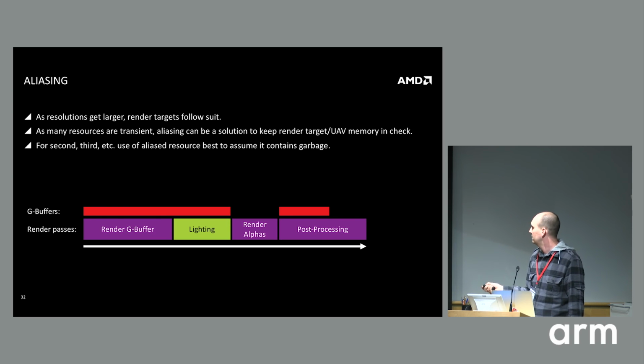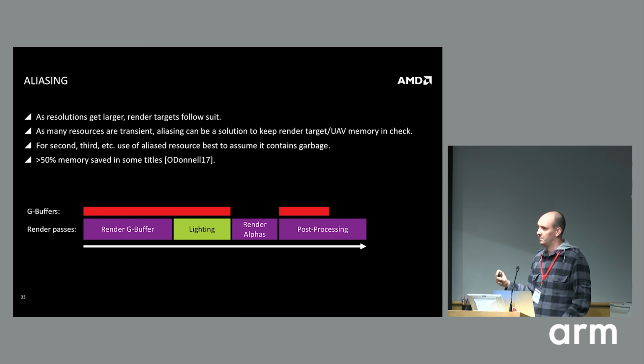One word of caution: if you are going to do this on the second or third use, please make sure that you stringently assume that your resources contain garbage. The reason being that at this point, who knows what is in that memory? It could be a gbuffer, but it could be in some compressed state. You want to basically throw it away, assume it's rubbish, and initialize it to something sane.